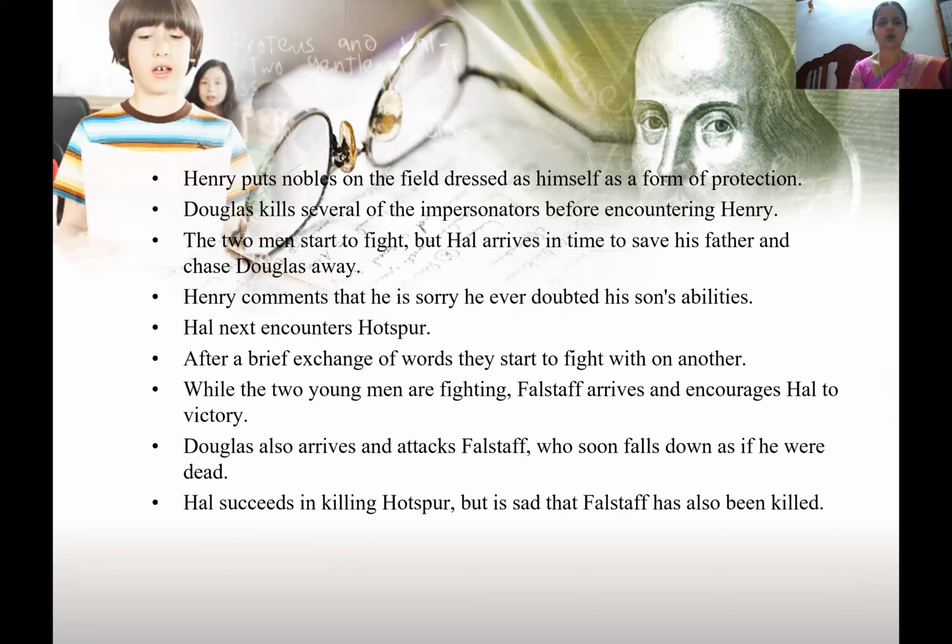Hal next encounters Hotspur. After a brief exchange of words, they start to fight with one another. While the two young men are fighting, Falstaff arrives and encourages Hal to have a victory. Douglas also arrives and attacks Falstaff, who soon falls down as if he were dead. Hal succeeds in killing Hotspur, but is sad that Falstaff also has been killed.